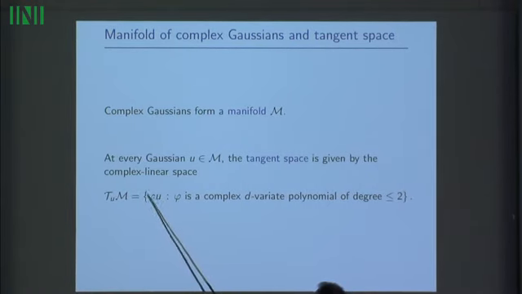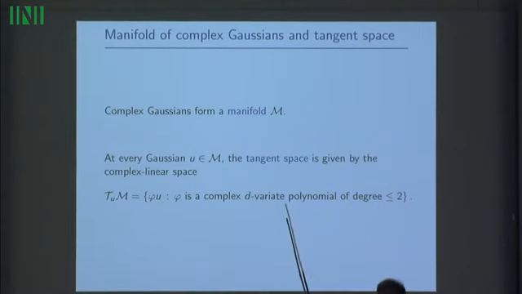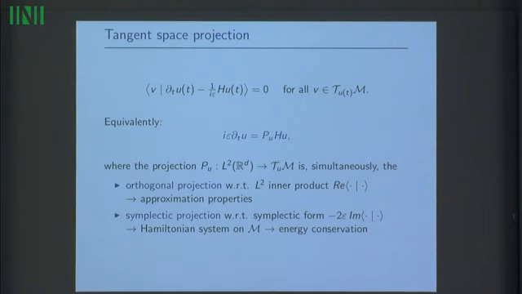If this is a tangent space, i times this is also in it. This is clear. It's not so clear from the description of the Gaussian because this has real parameters. So this is a complex linear space, and therefore this condition is equivalent to taking just the real part of it, because if I have the real part, I take i times V and I get the imaginary part, or I can just take the imaginary part of it. Now if I take the real part, then this can be interpreted as the orthogonal projection with respect to the L2 inner product, which is defined by the real part of this. And this interpretation will lead me to approximation properties.